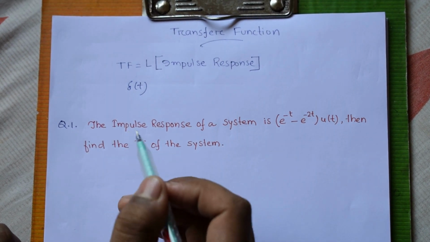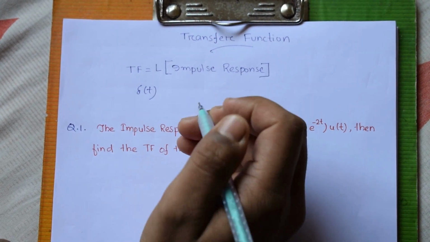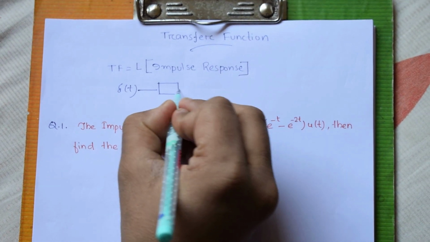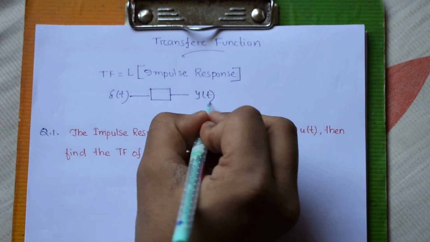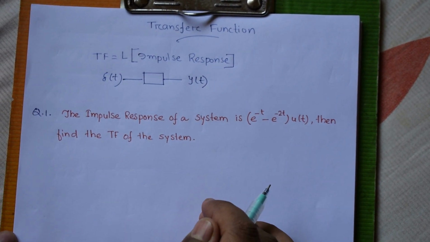Basically, response means nothing but output. So if we give an impulse at the input, the output we get of that system is known as our impulse response. So let us take some examples.